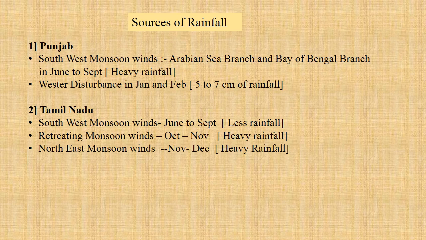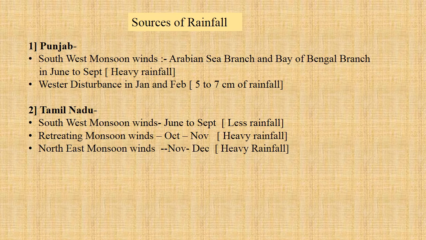Tamil Nadu. Tamil Nadu has three sources of rainfall. Southwest monsoon wind, June to September, Arabian Sea branch and Bay of Bengal branch gives less rainfall to Tamil Nadu, as Arabian Sea branch loses moisture till it reaches Tamil Nadu, and Bay of Bengal branch runs parallel to Tamil Nadu, hence it doesn't give much rainfall.